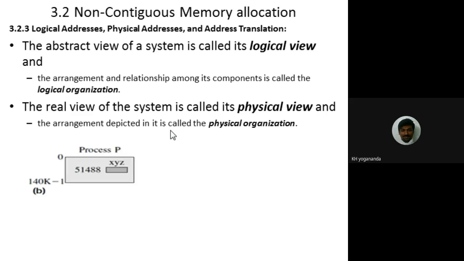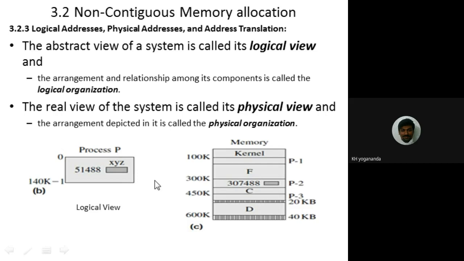In the last example, in figure B, the process B expects a 140 KB memory area. That is the logical view. But in physical terms, we cannot implement it like that. We need to divide it because we don't have one memory area of 140 KB. So we divided the process into 3 components and allocated them into the free spaces. This is called the logical view, and when arranged, the physical view.